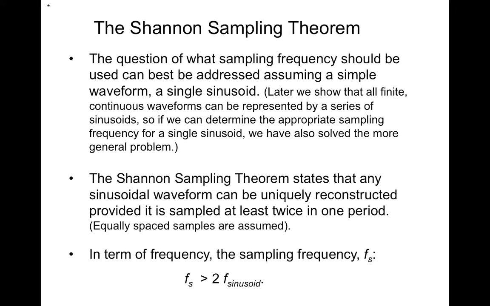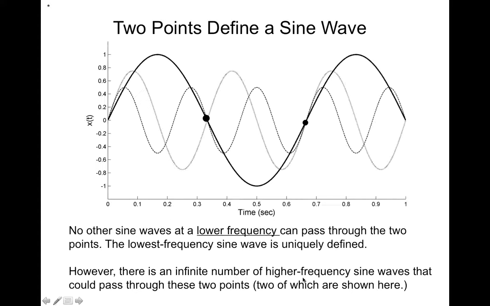Shannon states that any sinusoidal waveform can be uniquely reconstructed if it's sampled at least twice in one period. So if we know our range of frequencies, then the sampling frequency needs to be at least 2 times the greatest frequency in the signal. So here's an example of 2 points defining a sine wave.